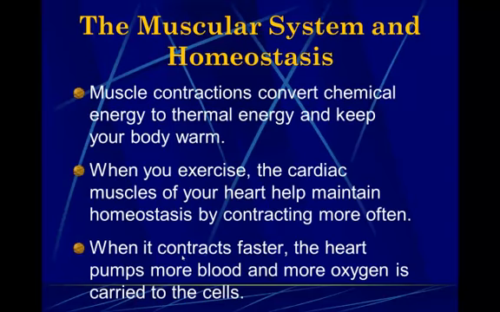Now, homeostasis. To maintain homeostasis, the muscular system contracts and gives off chemical energy that's warming our body. So that's dealing with the temperature, which has to do also with our immune system and our healthiness. Exercise of your heart: the better the heart is, the more relaxed it can be and not have to beat as much to get the job done, which is maintaining homeostasis of your circulatory system. When it contracts faster, the heart pumps more blood and more oxygen to the cells, and that would be when you're scared or when you are exercising and having to move something very quickly.